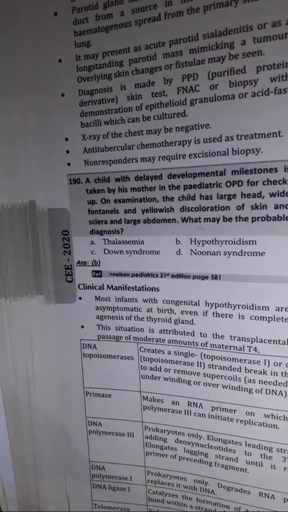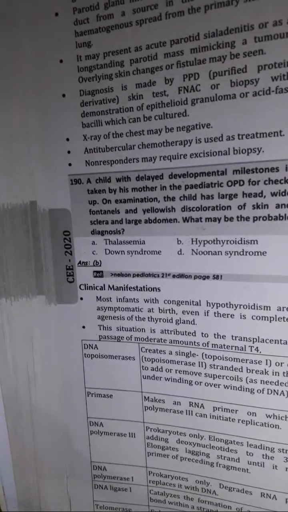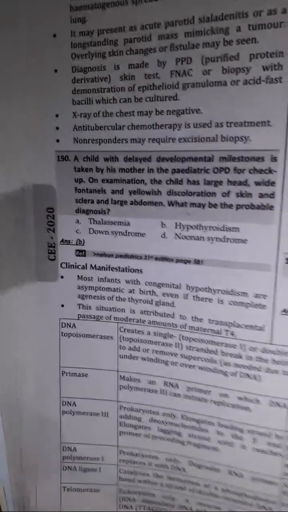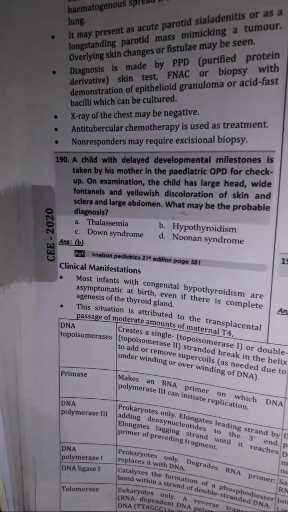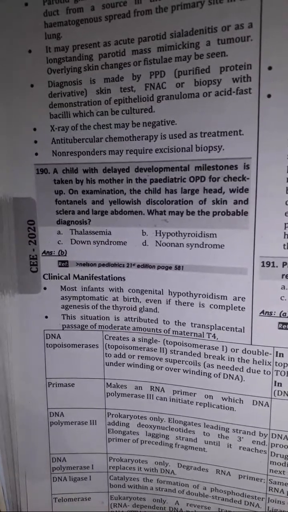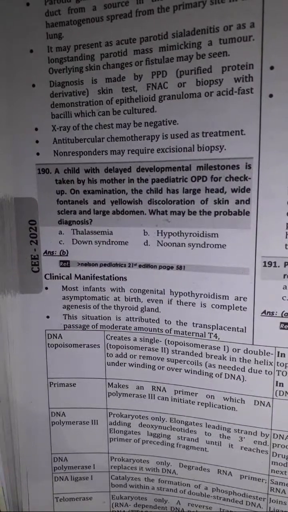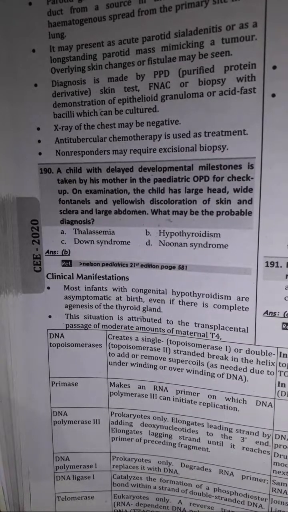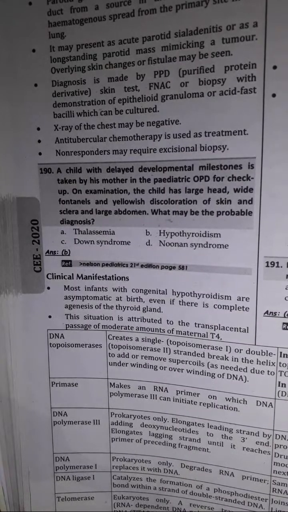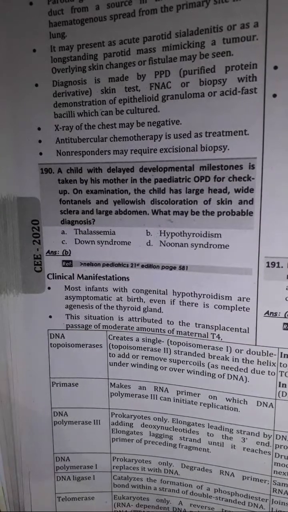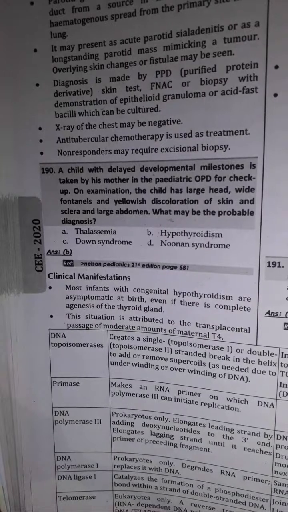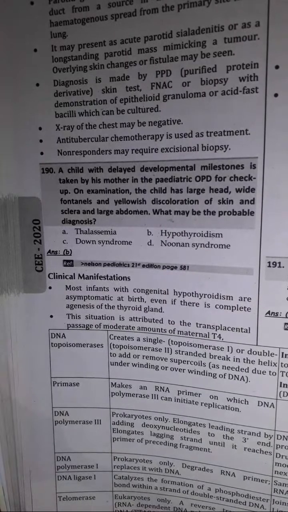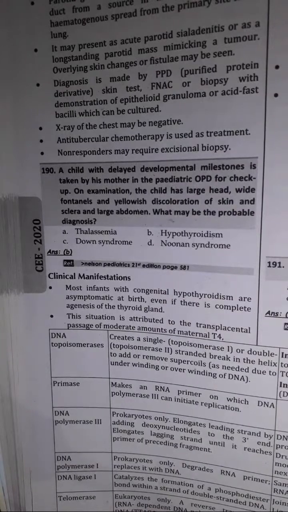Explanation. Clinical manifestations. Most infants with congenital hypothyroidism are asymptomatic at birth, even if there is complete agenesis of the thyroid gland. This situation is attributed to the transplacental passage of a moderate amount of maternal T4.